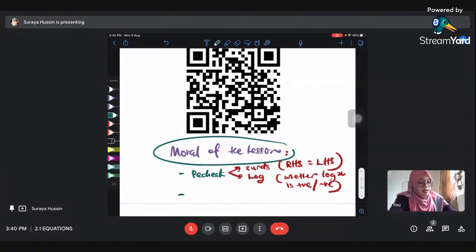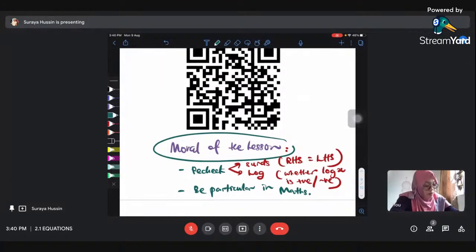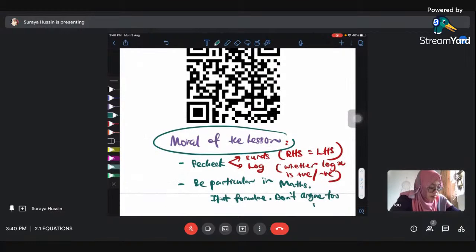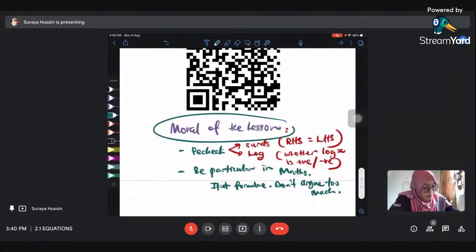And lagi satu, you must be particular in mathematics. In maths, you mesti rigid. You mesti ikut formula betul-betul. Don't argue too much. You boleh argue but not too much. And kalau boleh, you argue lah benda tu yang reasonable. Okay. And yang penting dekat sini, point saya, you mesti ikut formula. Each formula you mesti hafal dan ikut sahaja.